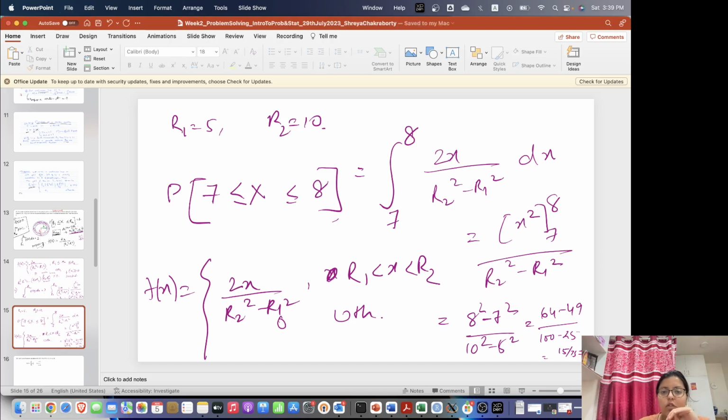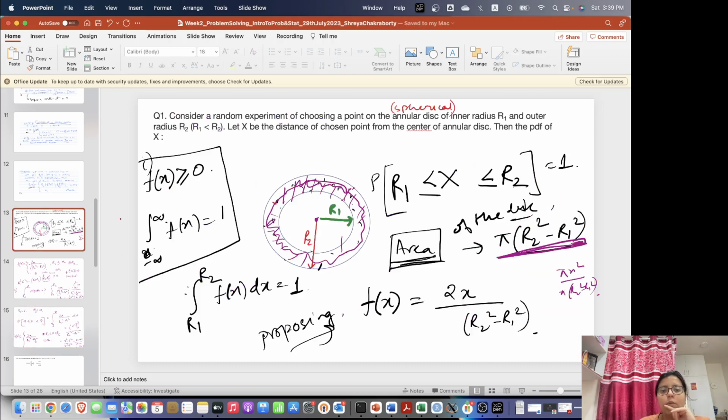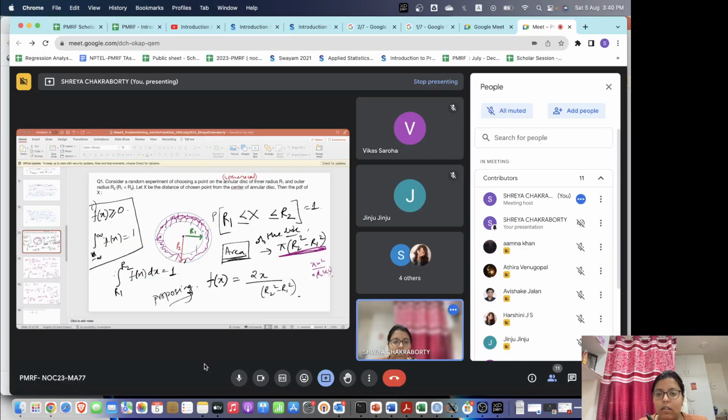Okay. So the key thing here is whatever you've been given, think in terms of area, because we are finding out density. Density means divide by area. That's how. Is it clear? Any doubt?